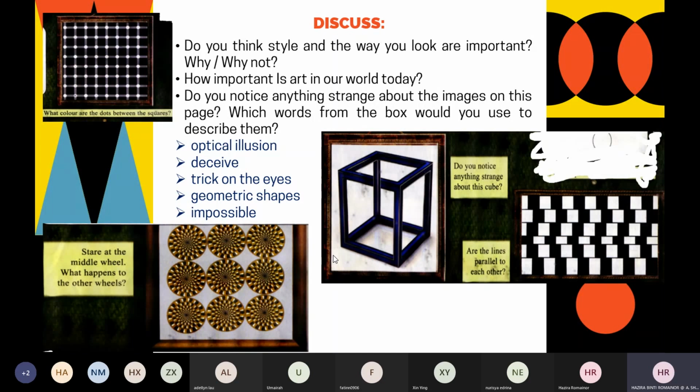So the second question is, how important is art in our world today? Soalannya maksudnya macam mana, bagaimana pentingnya art, means kesenian, penting dalam kehidupan awak seharian, or in your world now.